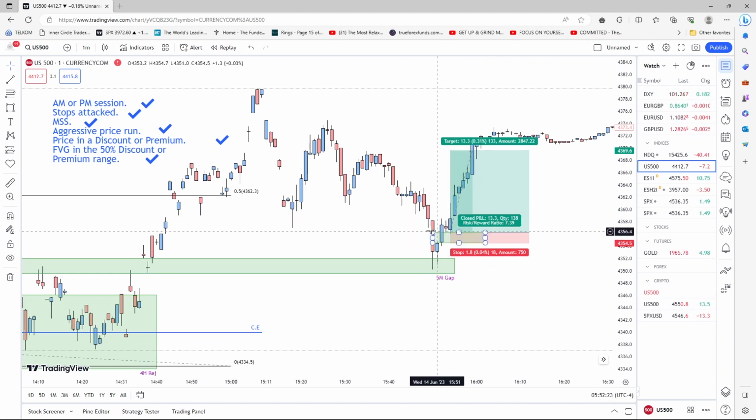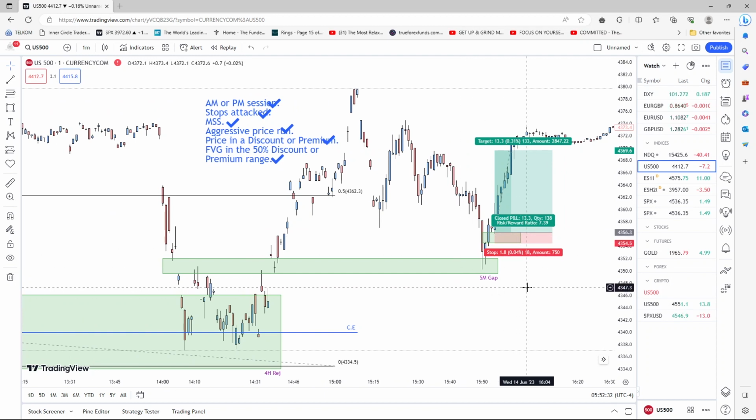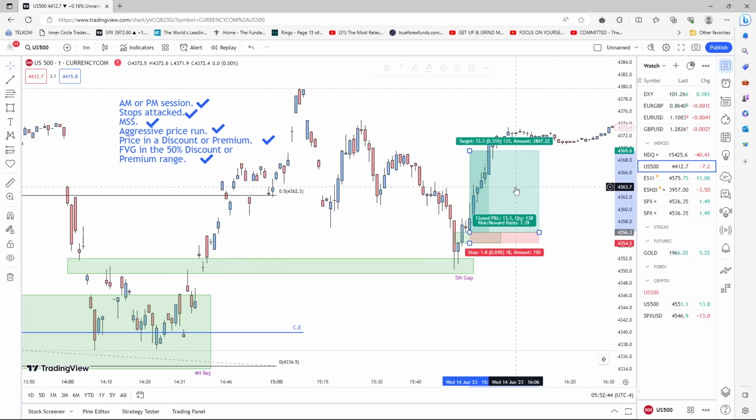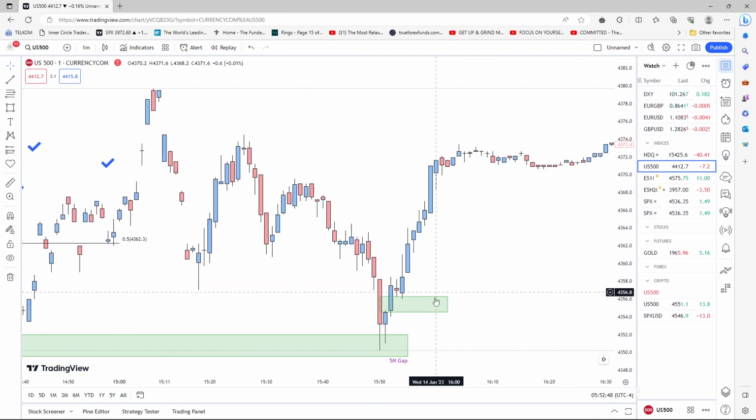So anyway, that could have been used as a gap entry. And there you go, 13 handles profit were made. So that's how you could just go on the chart, and you could be somebody that specifically looks for a rejection block to be traded. And then you frame your entries off of that higher time frame rejection block.